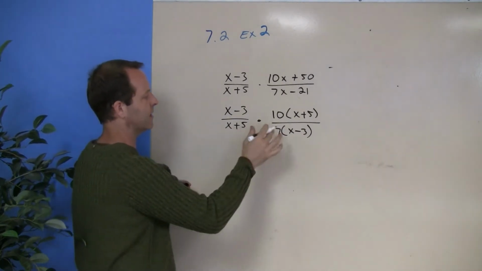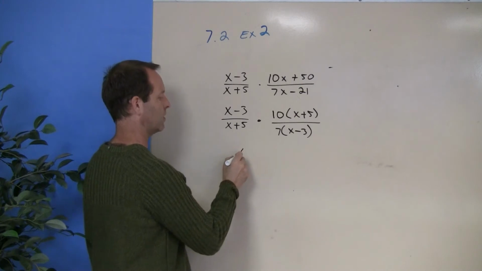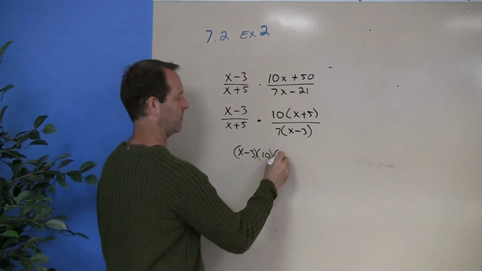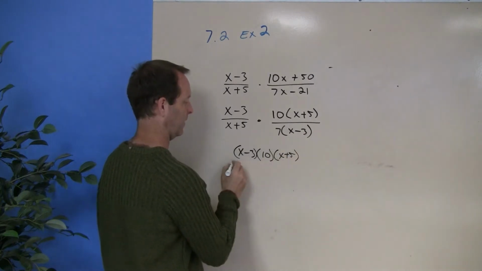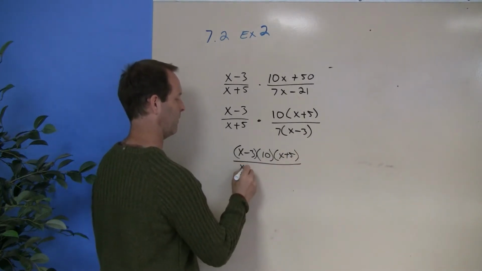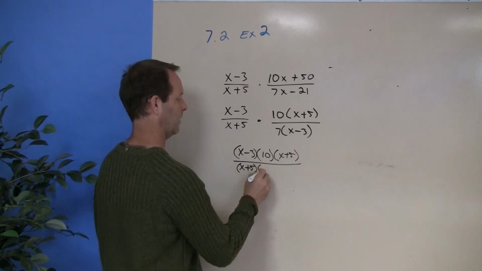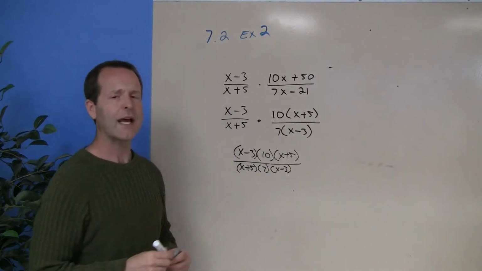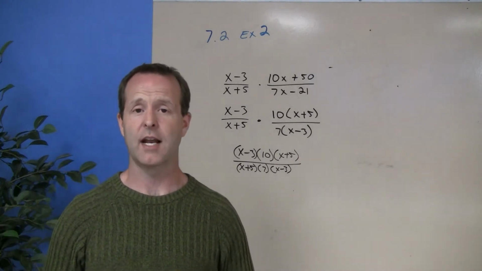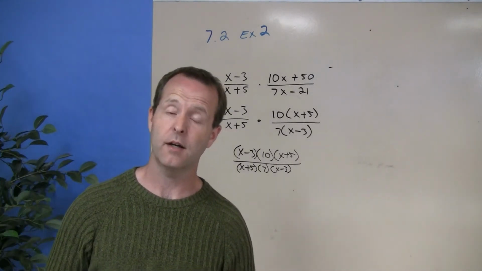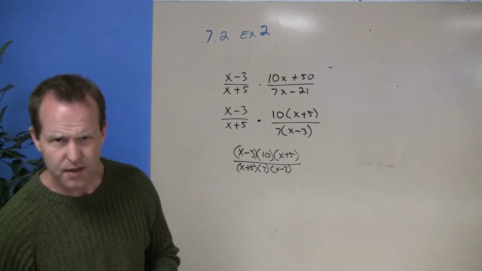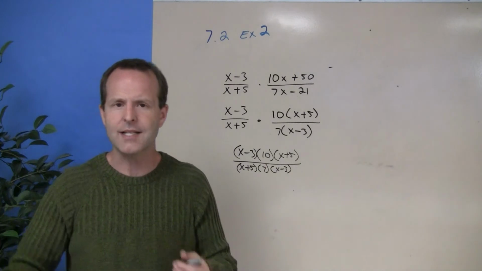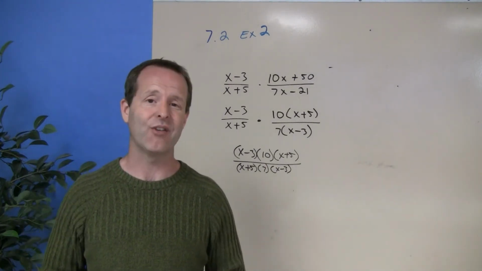Well, what that means is let's multiply it all out first. So x minus 3 times 10 times x plus 5. And the denominator, x plus 5, 7, and x minus 3. All I did is I multiplied fractions as I normally would. Numerator times numerator, denominator times denominator. This one just looks a little funny because there's some x's and binomials in the way. But if you practice them, you start to see them just like any other number.